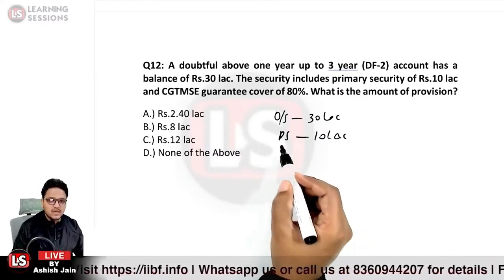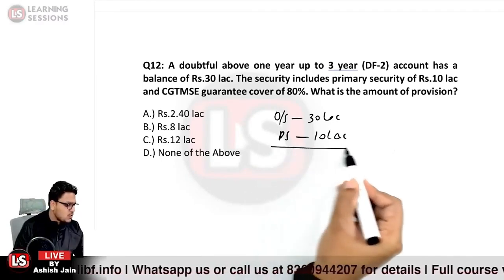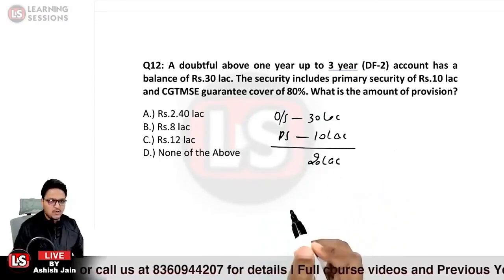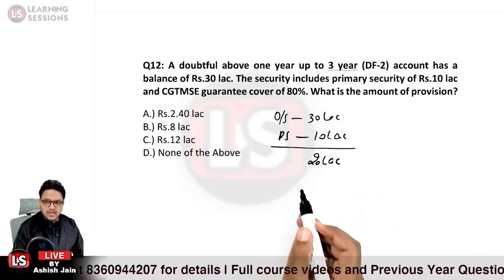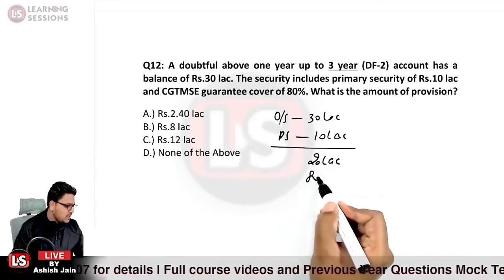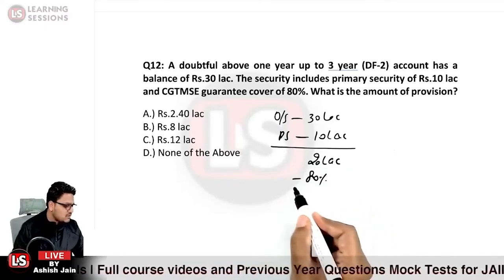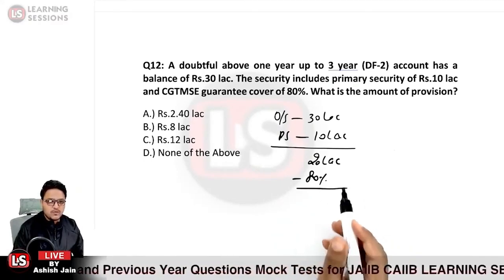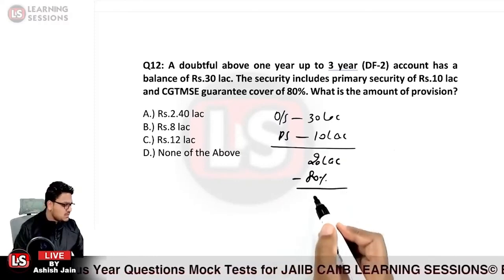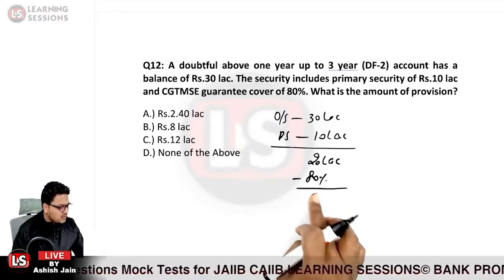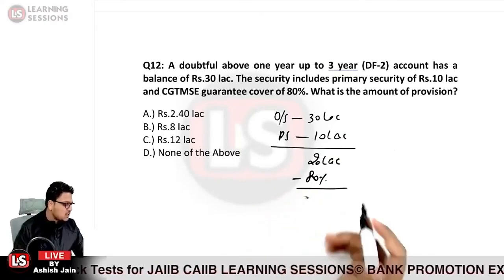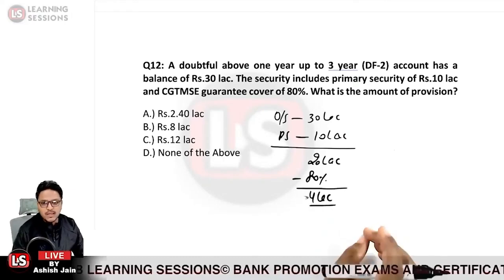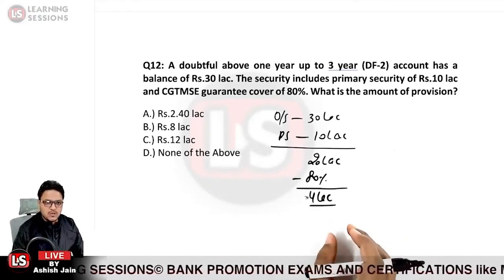Okay, so primary security is 10 lakh rupees. So unsecured amount for which the security is not available is 20 lakh rupees. And we are aware that a CGTMSE guarantee cover is available of 80%. So for the 80% part, provision is not to be maintained. 80% of 20 lakh is basically amounting to 16 lakh rupees. For the 16 lakh part over here, provision is not to be created, and further the unsecured part is now reduced to 4 lakh rupees. So 20 lakh minus 80% is equal to 4 lakh rupees.